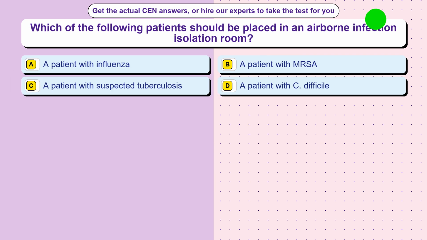Question 7. Which of the following patients should be placed in an airborne infection isolation room? Option A, a patient with influenza. Option B, a patient with MRSA. Option C, a patient with suspected tuberculosis. Option D, a patient with C. difficile.